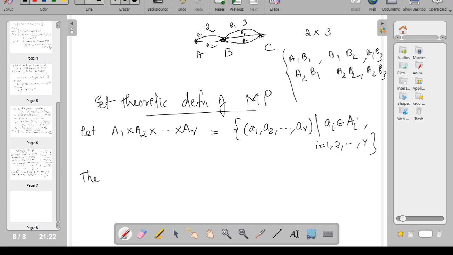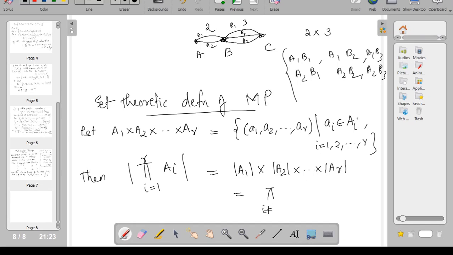Then the multiplication principle states that the cardinality of the Cartesian product of Ai, i equal to 1 to r, will be equal to the product of the individual cardinalities. So that will be cardinality of A1 into cardinality of A2 into cardinality of Ar, that is, the product over i equal to 1 to r of cardinality of Ai. So that is the multiplication principle in the set theoretic form.